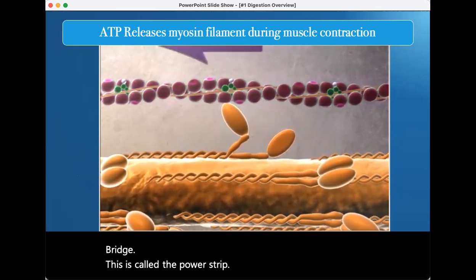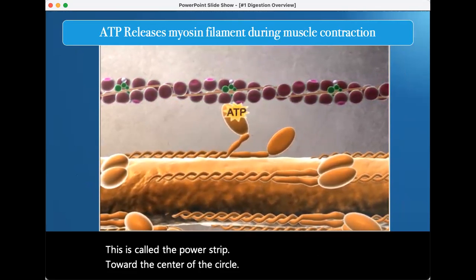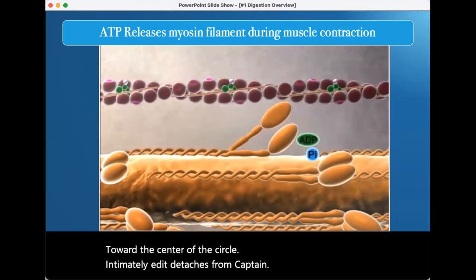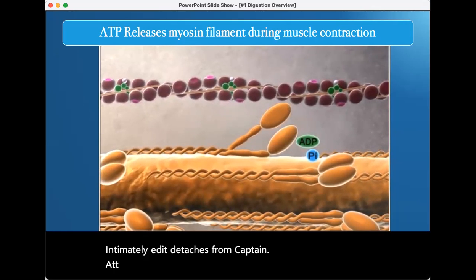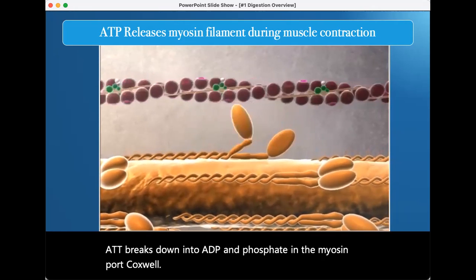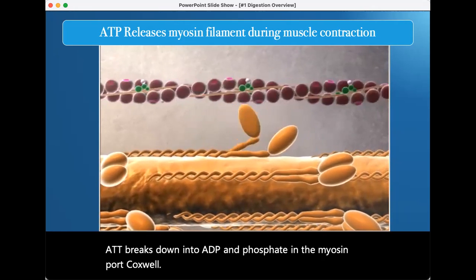Toward the center of the cycle, ATP then binds again to myosin and it detaches from actin. ATP breaks down into ADP and phosphate, and the myosin head comes. Myosin heads continue to deactivate later.